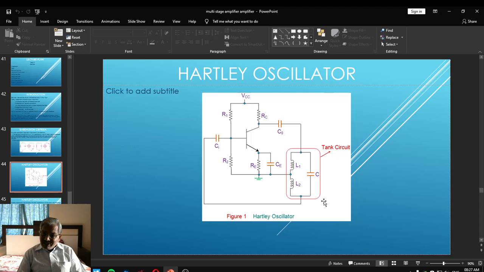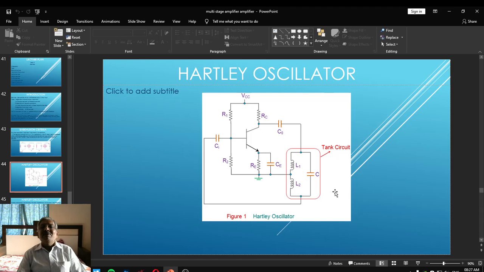Now, to sustain oscillations, we are aware that it has to satisfy two conditions. That is, it has to satisfy the Barkhausen criteria, and that is the feedback must be positive and the internal loop gain Aβ should be greater than or equal to 1.